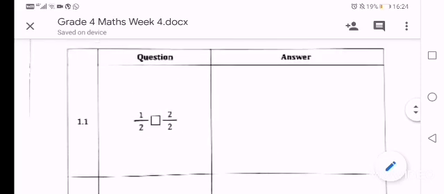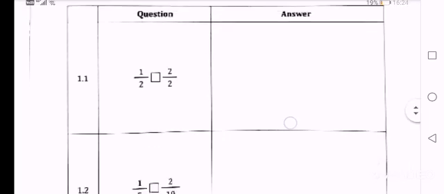So if you look at 1.1, it's 1/2 and 2/2. So it's a half and a whole. If you look at the denominators, they are the same. So you can just write the answer in, okay? You can compare the fractions. So 1/2, so 1 is smaller than 2. So you'll write the smaller than sign, okay?